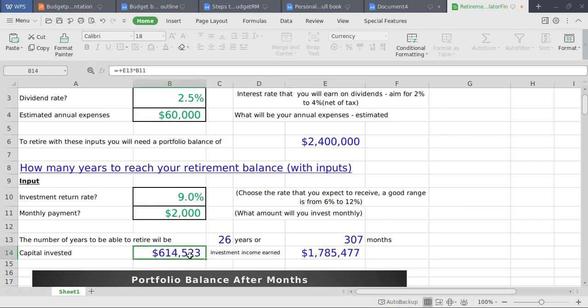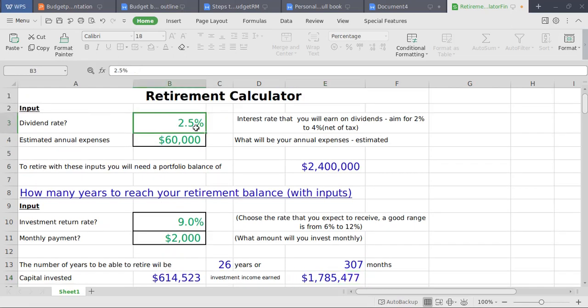And what you can see here is very interesting: how much you've earned in interest. So this is the capital. Over these 26 years, you will have invested $614,000 in capital. But what's very interesting is you will have earned $1.785 million in investment income over the same time. And you can see that this is basically 3 times this amount. And this shows you the real value of investing.